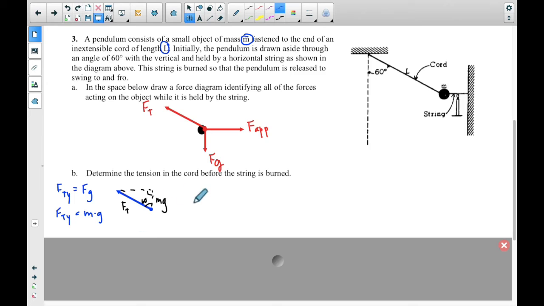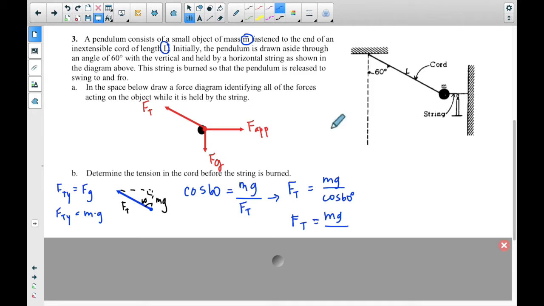If I look at what's going on, I'm going to go back to my SOHCAHTOA, and consider that the cosine of 60 degrees is the adjacent over the hypotenuse. So the cosine of 60 is the adjacent, mg, over the hypotenuse, F sub t. At this point, we're trying to find the tension in the string. Algebraically, we can switch these two, and put F sub t over here and cosine 60 over here. I'm going to do that.